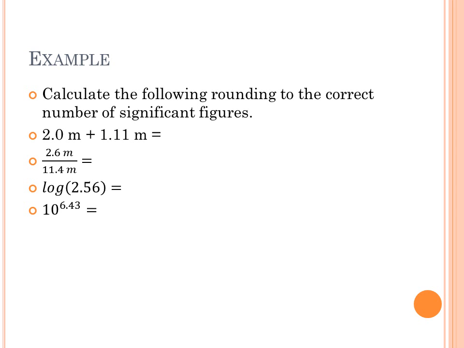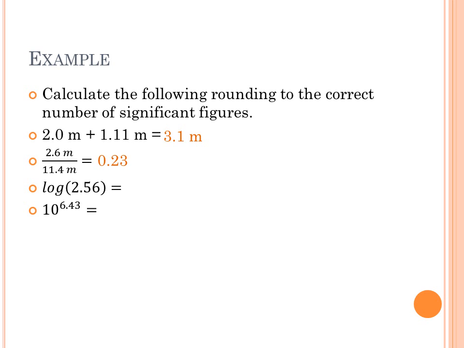Here we want to perform these calculations and round to the correct number of significant figures. If we have 2.0 meters plus 1.11 meters, we would get 3.1 meters, rounding off to the tenths place because that is the least precise decimal place. The next one, if we have 2.6 meters divided by 11.4 meters, we will get 0.23, noting that the meters cancel in this case. 2 significant figures, because 2.6 has 2 significant figures, 11.4 has 3 significant figures, and we round to the fewest significant figures.